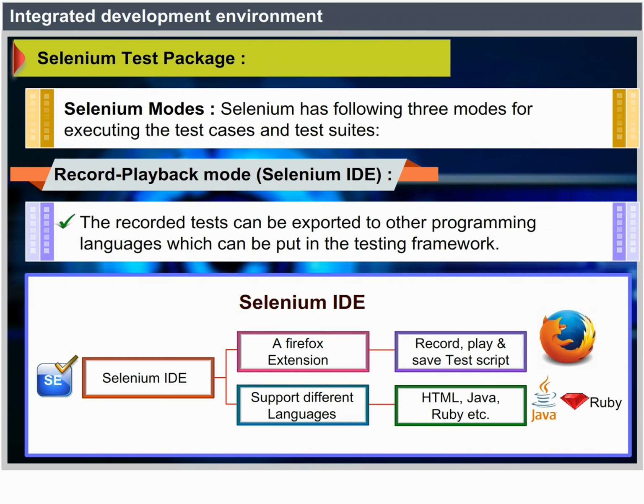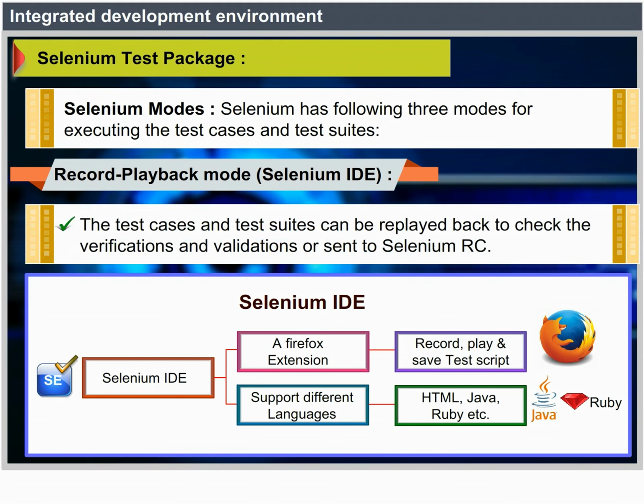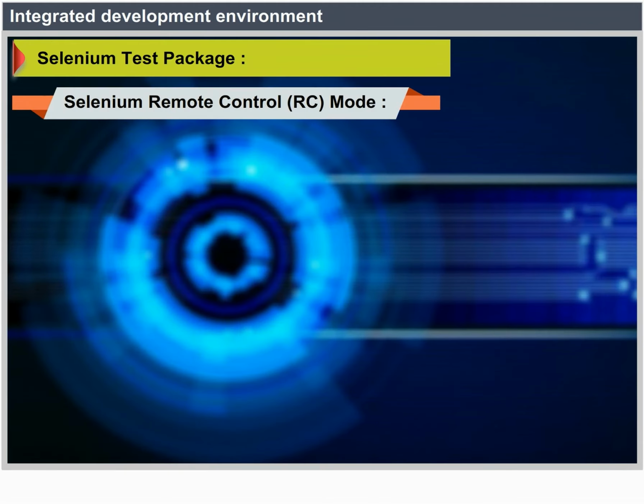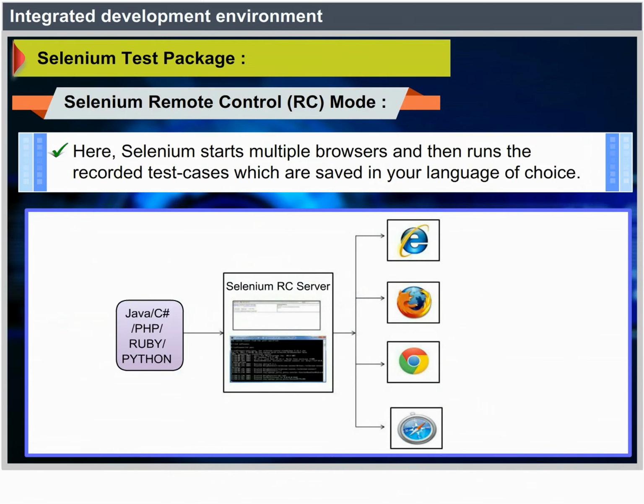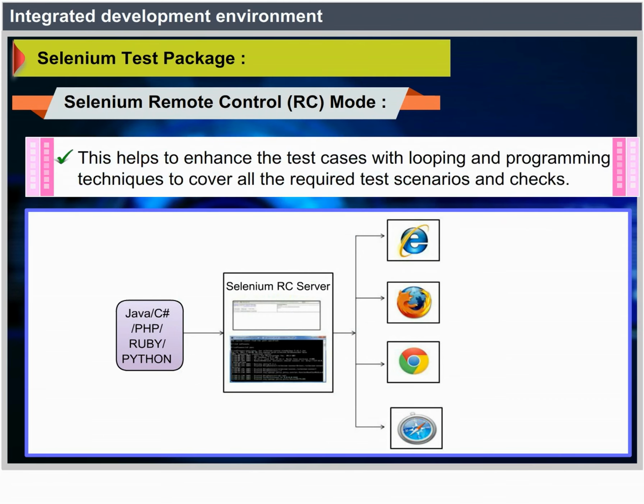The test cases and test suites can be replayed back to check the verifications and validations or sent to Selenium RC. Selenium Remote Control RC mode. In this mode, Selenium starts multiple browsers and then runs the recorded test cases which are saved in your language of choice. This helps to enhance the test cases with looping and programming techniques to cover all the required test scenarios and checks. Test Runner mode.